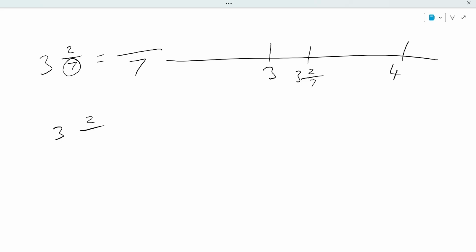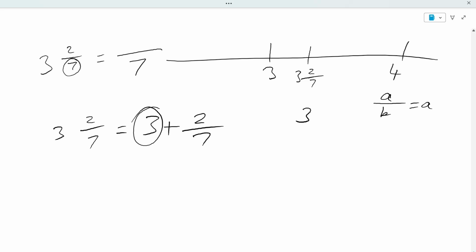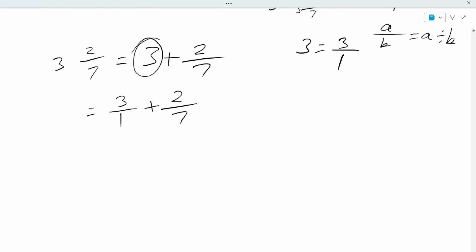3 and 2 sevenths is equal to 3 plus 2 sevenths. That's literally what this means, right? If I look at my 3 here, we've obviously discussed that fractions a over b equals a divided by b. So 3 is equal to 3 over 1, because anything divided by 1 is still itself. So this is 3 over 1 plus 2 sevenths. We'll be able to find a quick way to do this, but this is just to fully draw out the method to show you why it works.